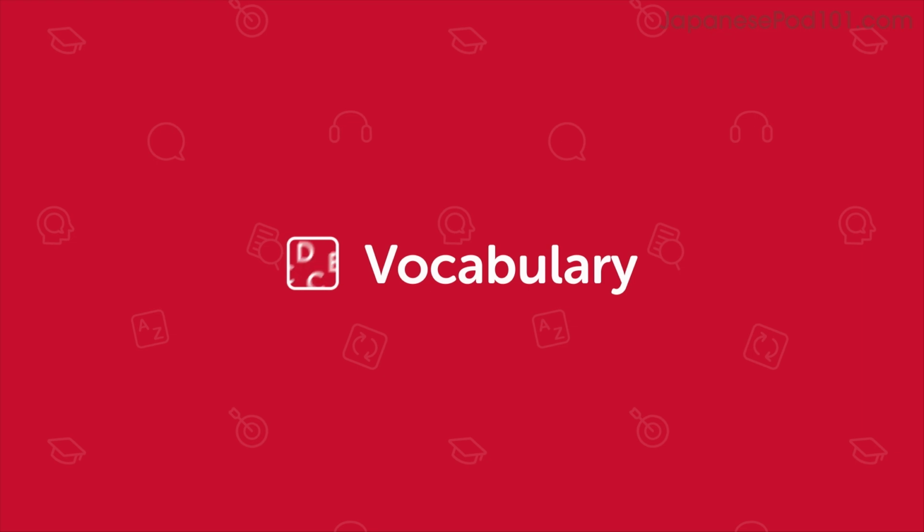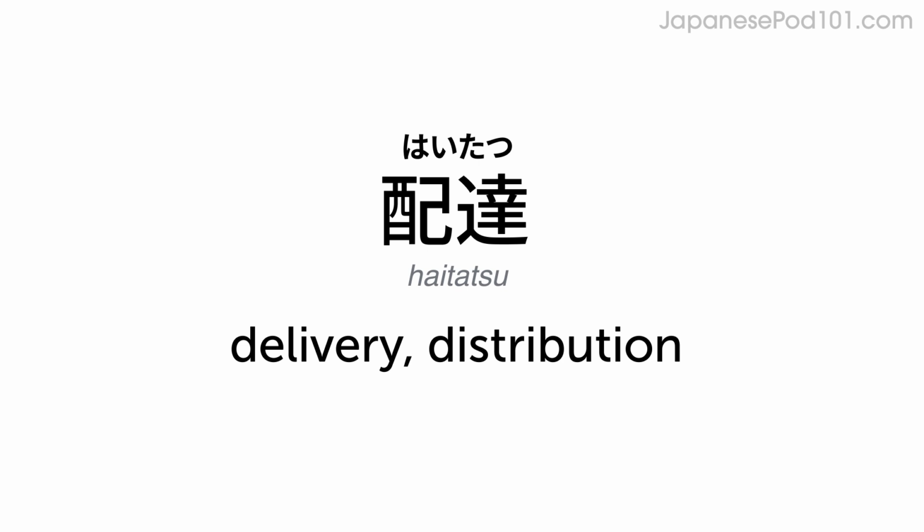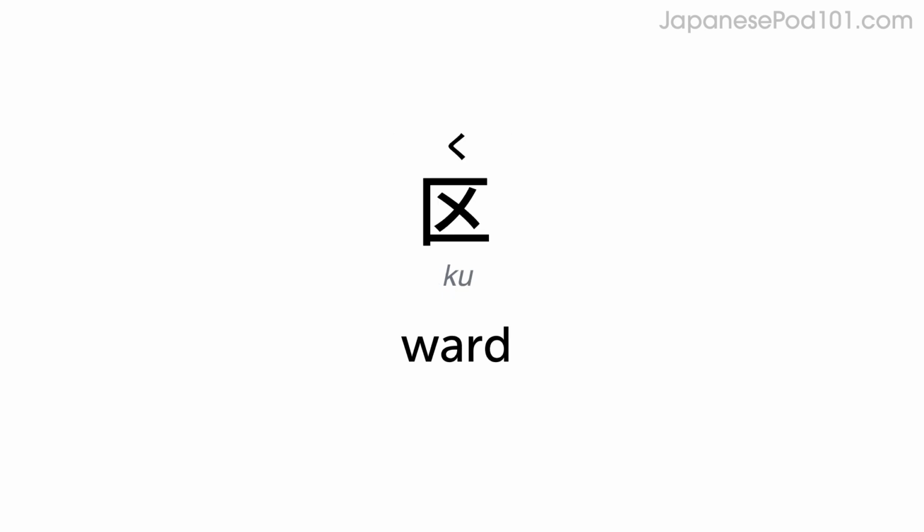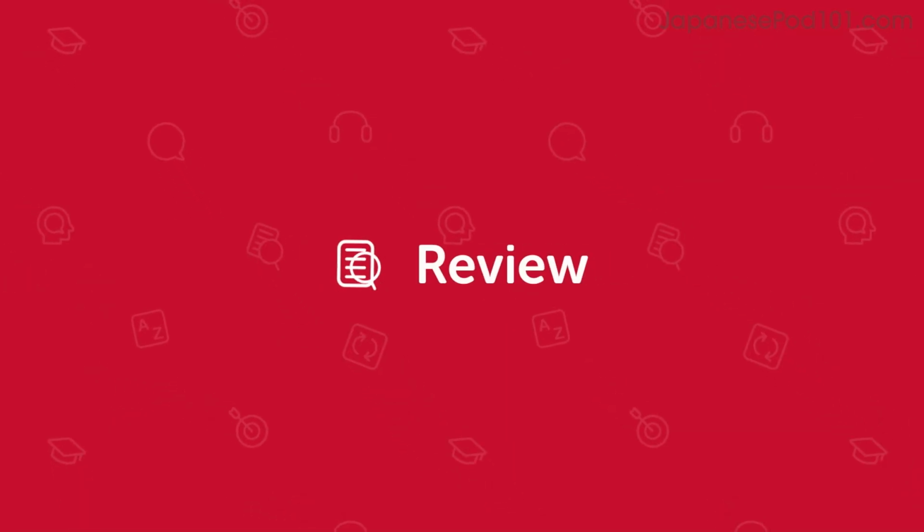Now you'll hear the key vocabulary, followed by the English translation. 配達, Delivery, distribution. 東京都, Tokyo Metropolitan Area. 区, Ward. Finally, let's review the dialogue again. See if you can understand more this time.